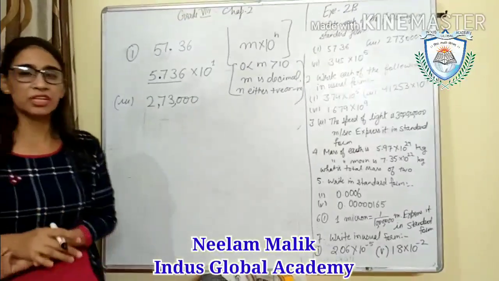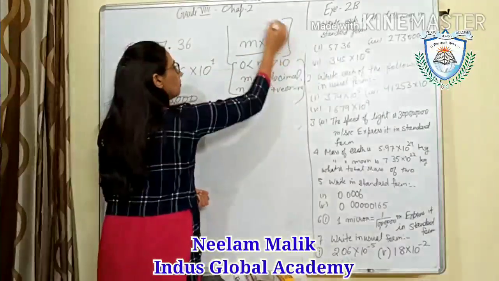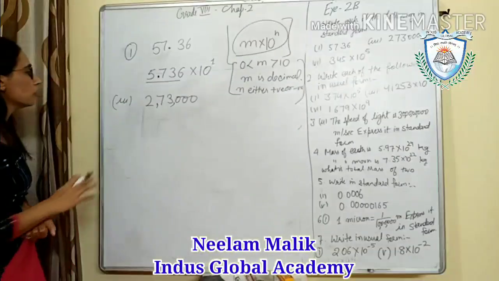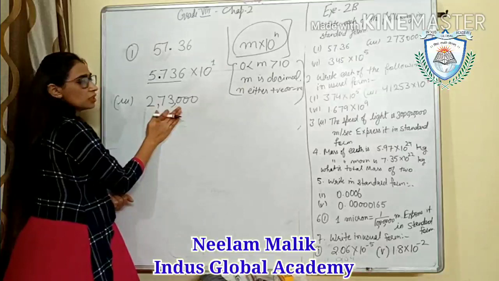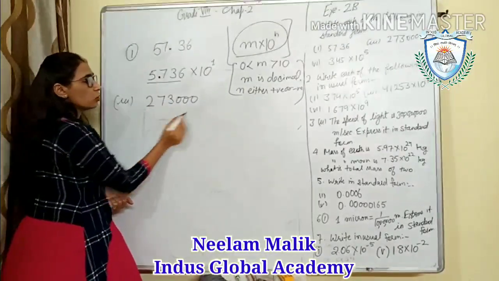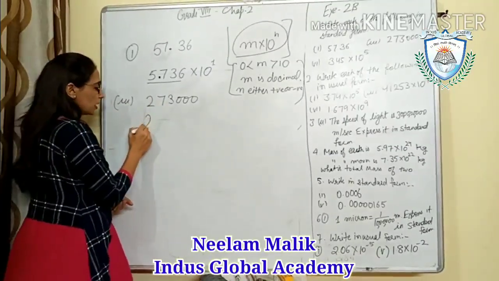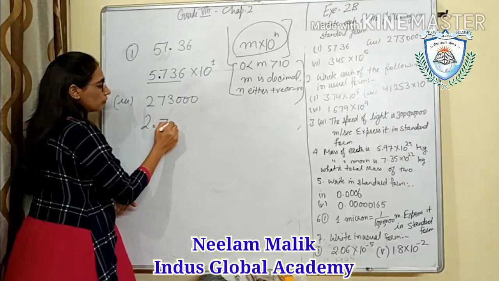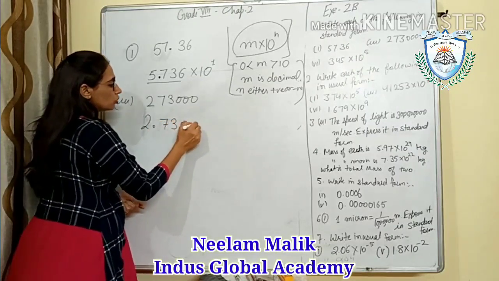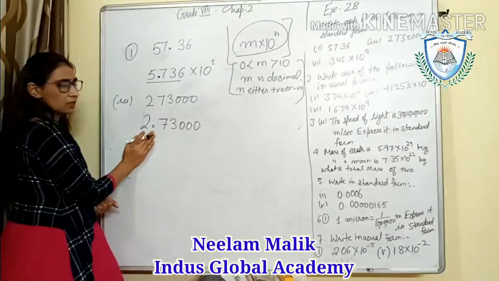To convert into standard form, we need our number in this form. So this is in lakhs. What I'll do is put the decimal point in this. I'm writing this as 2.73000.